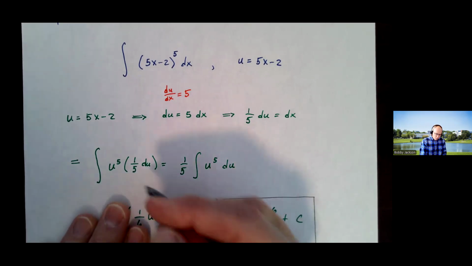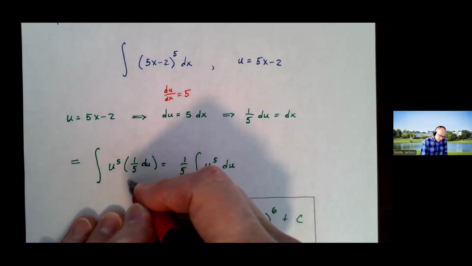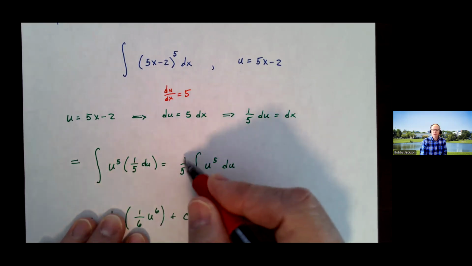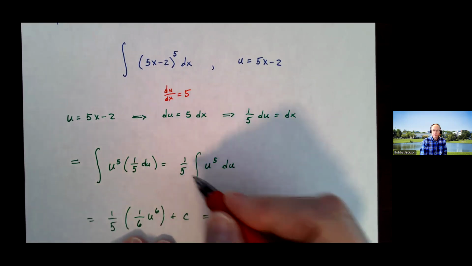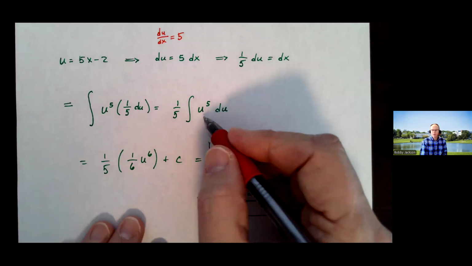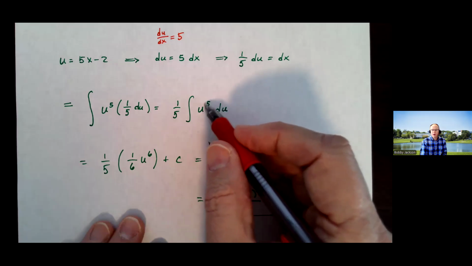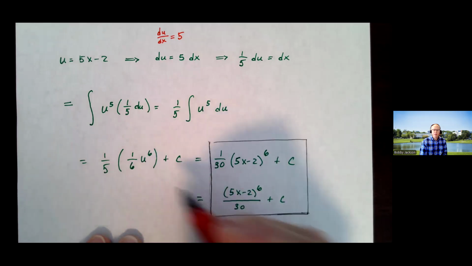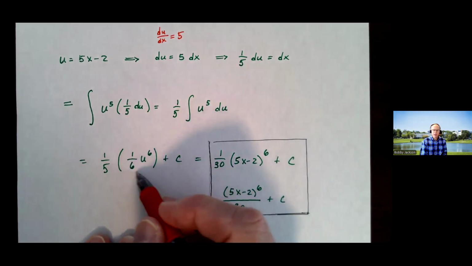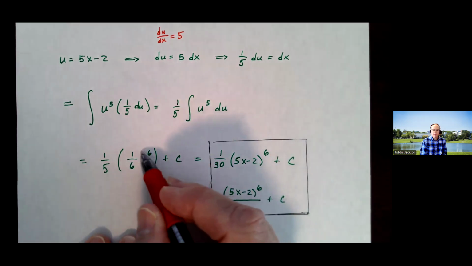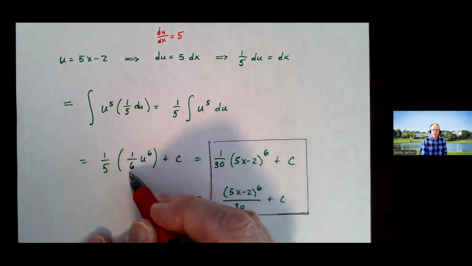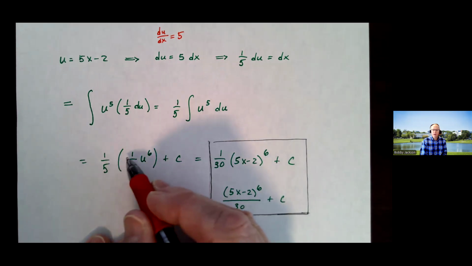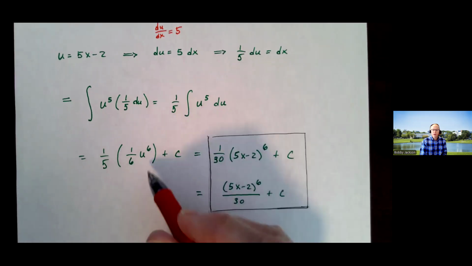Cleaning this up, this 1/5 is a constant multiple, so constant multiples can be pulled outside of the integral. And then we find the antiderivative of u to the fifth. That's just by the power rule. We add 1 to 5 and get 6 and divide by 6 or multiply by 1/6. This is the antiderivative by the power rule of u to the fifth. And then cleaning it up, 1/5 times 1/6 is 1/30th, u to the sixth.